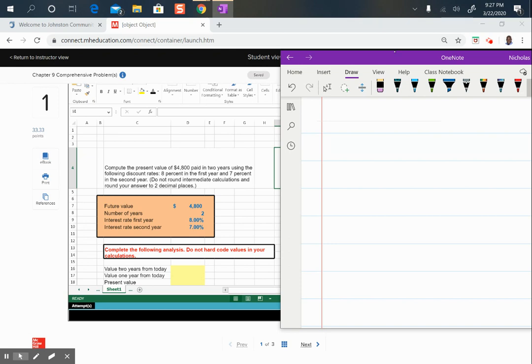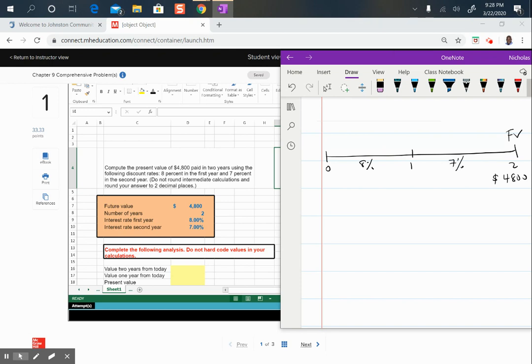In this problem, we talk about a period of 2 years: the first year and the second year. And we have a future value 2 years from today, which is given to us in the problem. 2 years from today, the future value is $4,800. The rate for the first year is 8%, and here it's 7%.